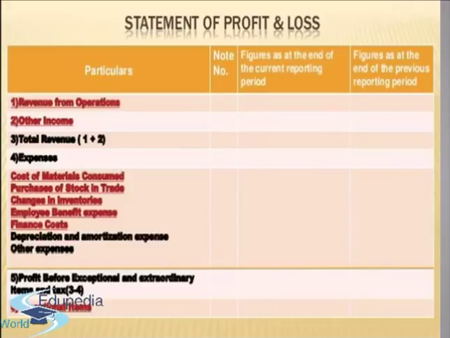So the note number is given, and then we have to first give the figures at the end of the current reporting period, and lastly we have to give the figures at the end of the previous reporting period. So we have to give the figures for both the years, the previous year and the current year, so that we can compare the figures, whether the income we are earning is increasing or decreasing, the expenses are increasing or decreasing over the years. So it helps in the comparison purpose. So this is how the statement of profit and loss looks like.